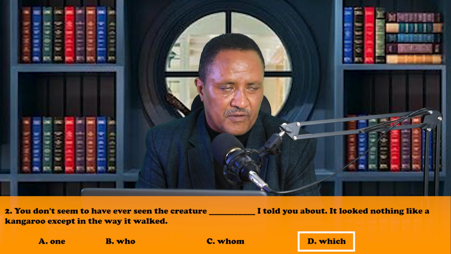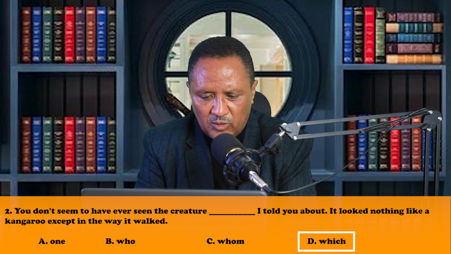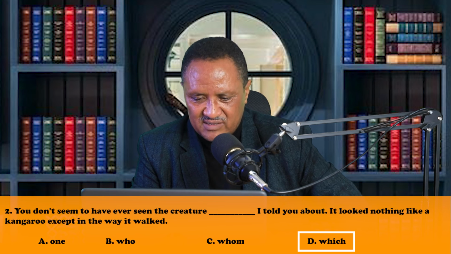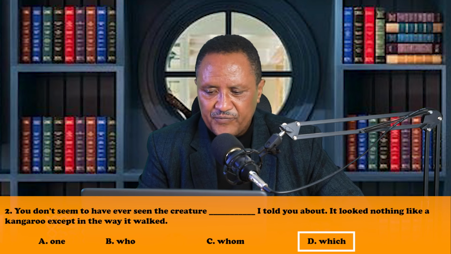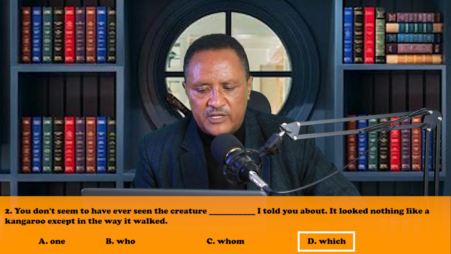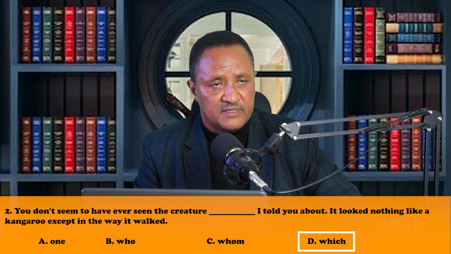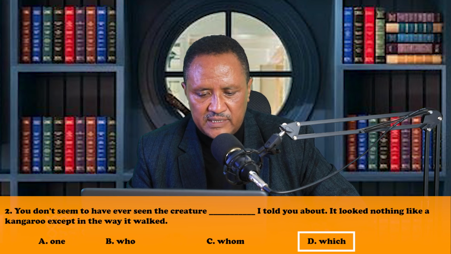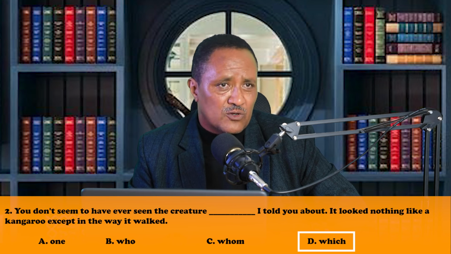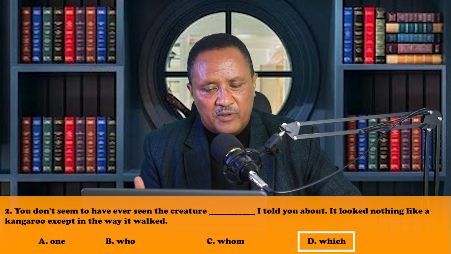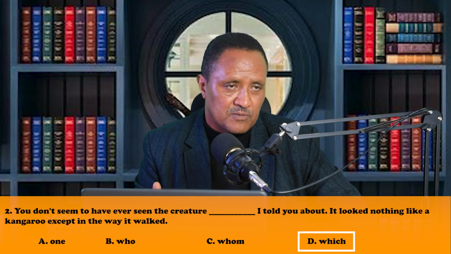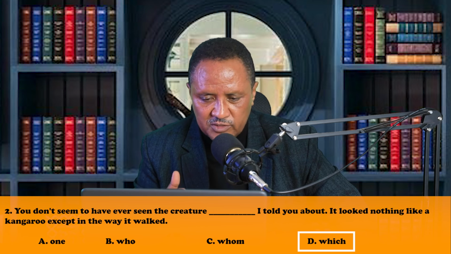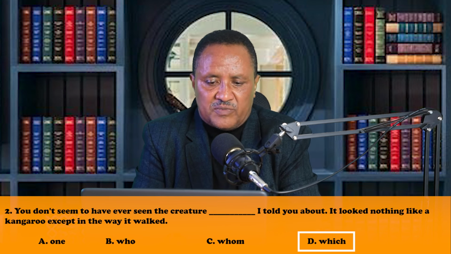As you can see here, the phrase which I told you about is adding extra details about the creature, okay, without essential information that would change the meaning of the sentence if omitted. So because of this reason, then the ideal answer would be D. The other options cannot be answers. Why? Because of the following justifications. I will simply try to tell you the reason behind the curtain.